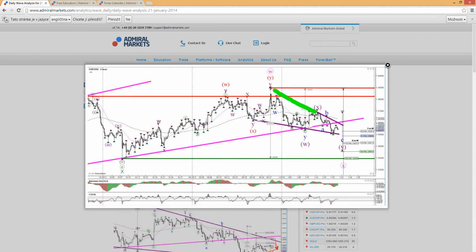Unless we break indeed above this purple line or the orange line on the daily chart, then maybe I would consider this blue C already finished here, and the correction ended at the green circle, and we would see this upside continuation. So that's how it looks from a wave perspective.